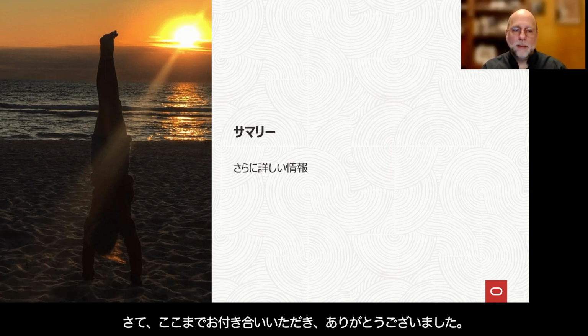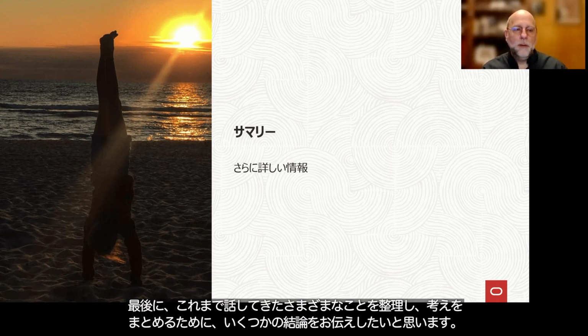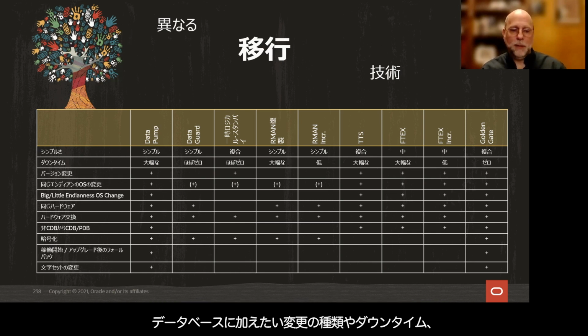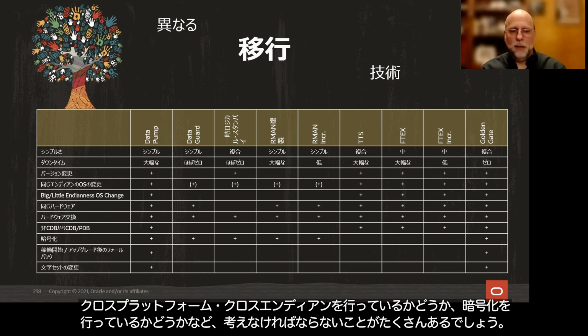Well, that's certainly a lot to take in. And if you've made it this far, thanks for sticking with us. I'd like to give you just a few closing thoughts to maybe help boil down all the different things we've talked about and organize your thoughts. First is this table that we have showing the applicability of the different migration techniques to the various characteristics of a migration project. It could be the types of changes you want to make to the database, or the downtime involved, whether you're going cross-platform, cross-endian, whether you've got encryption. There are lots of things that you might have to think about.